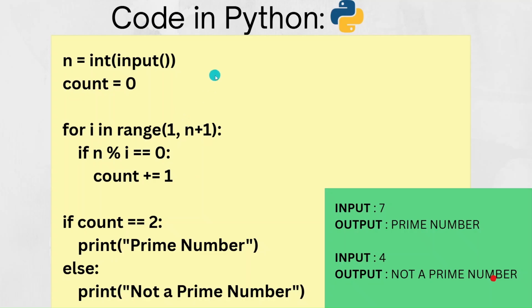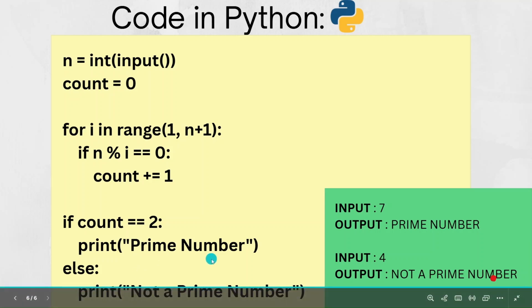So now we are going to see the code in Python. First we take the input, n equals int of input, and we initialize the count variable to 0. And we run a for loop for i in range from 1 to n plus 1, as we have discussed in the algorithm. If n mod i equals 0, the count increases by 1. That means if the remainder is 0 when n is divisible by i, then the count increases by 1. If the count is exactly 2, then it is a prime number, else it's not a prime number.